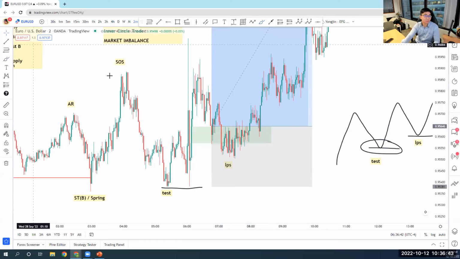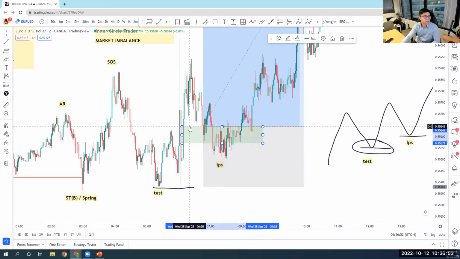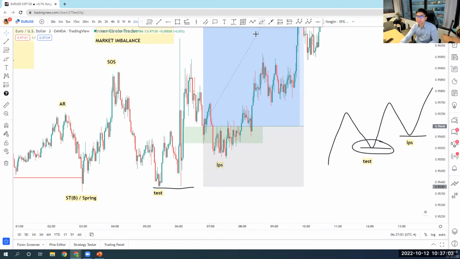Well, there's also one more way that you can refine your entry. How do we do that? Instead of just drawing a plain box, this is how I personally do it. But I usually do not do that because there are chances where the trades get missed. So this market imbalance, we have already identified this area. So I'll be using a Fibonacci.